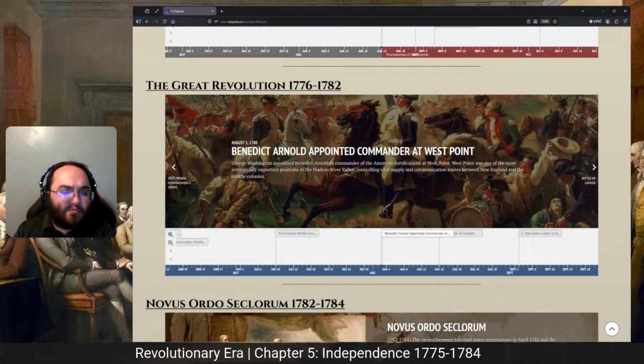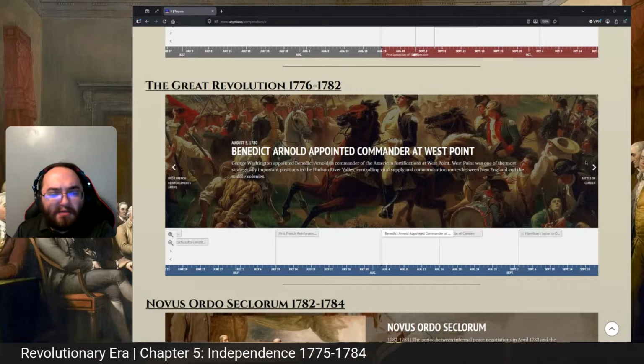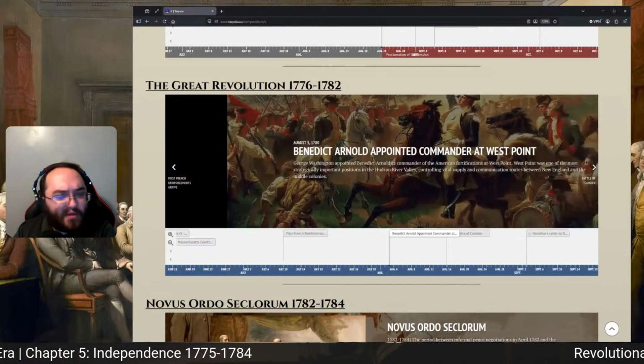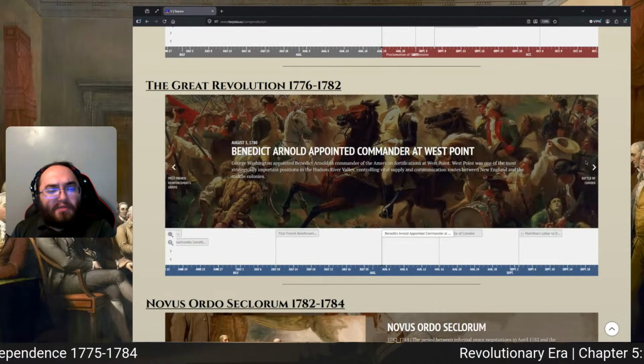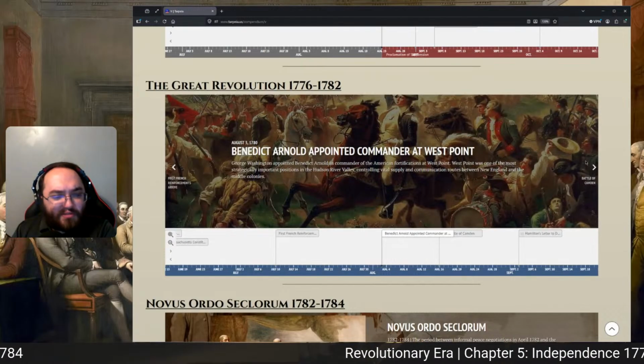Benedict Arnold, at least for the Americans in North America, Benedict Arnold is appointed commander at West Point in August of 1780.